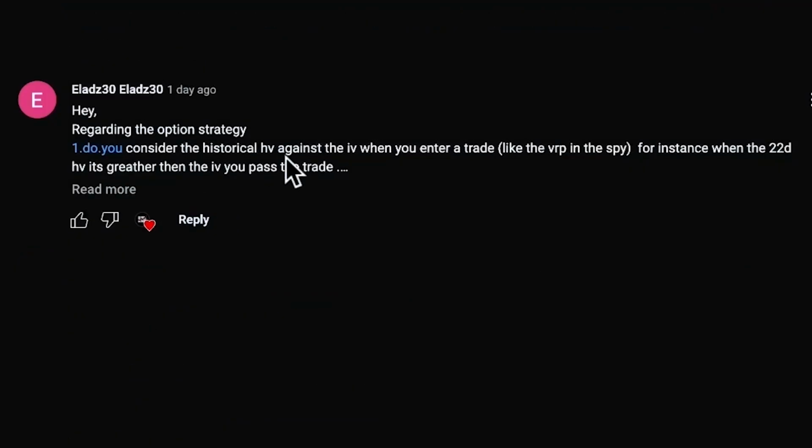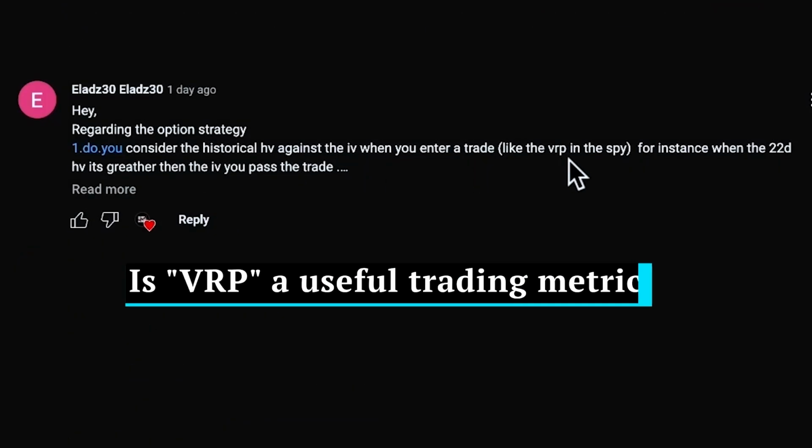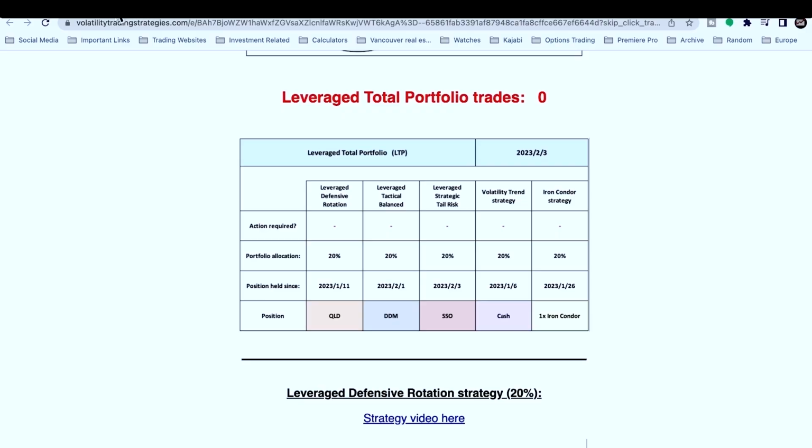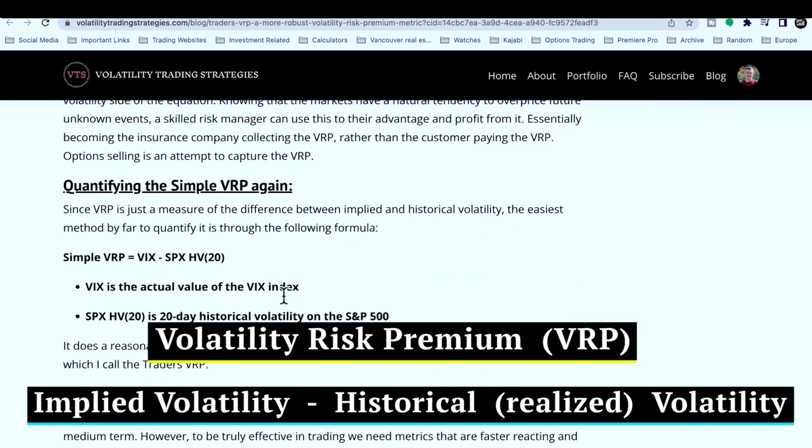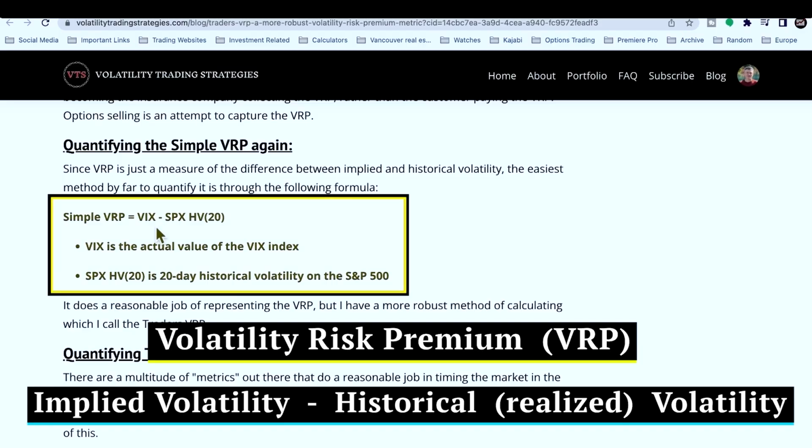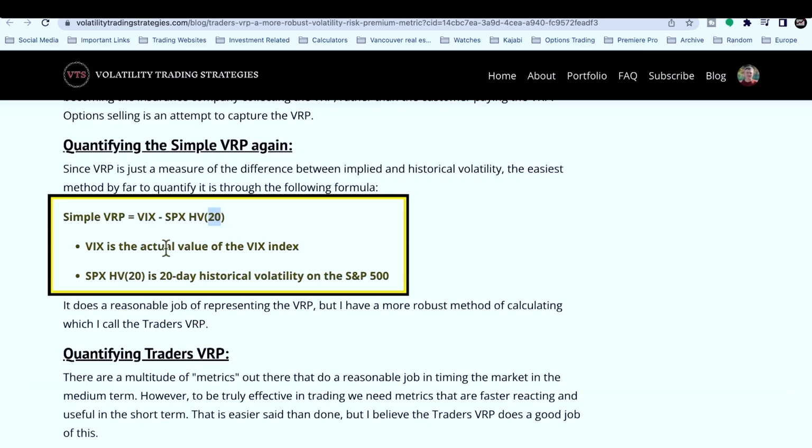Do you consider the historical HV against the implied volatility when you enter a trade, like the VRP in the SPY? So short answer, yes. VRP, for anybody who doesn't know, is essentially implied volatility minus realized volatility. So the VIX index is a 30-day forward implied volatility minus the 20-day historical volatility. This is what's called the volatility risk premium.